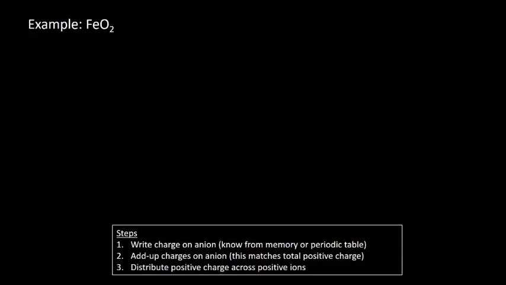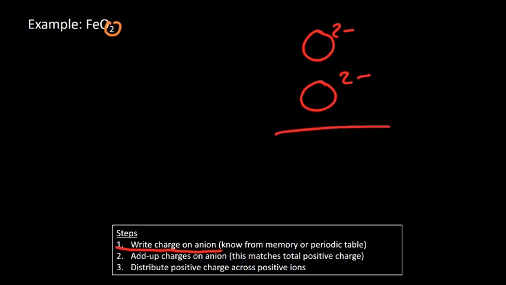All right, let's say we have iron with 2 oxygens, like we just said. Here's the steps. First, we're going to write the charge on our anion. Okay, so oxygen, if I look at the periodic table, I know that it's 2 minus. And further, I know that I have 2 of these. How do I know I have 2 of these? Well, there's a 2 right there. So that 2 is telling me there's 2 oxygens. And then I'm going to add up the negative charge. 2 and 2 gives me a minus 4.